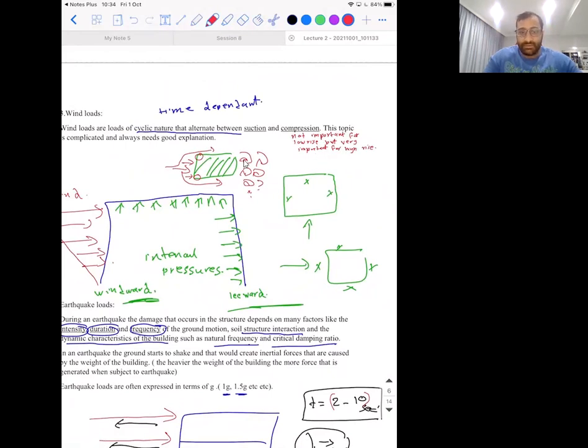So now let's consider this building, basically. What happens when wind hits the building? This is the wind load in red, hitting a surface of the building, and there are two corners.